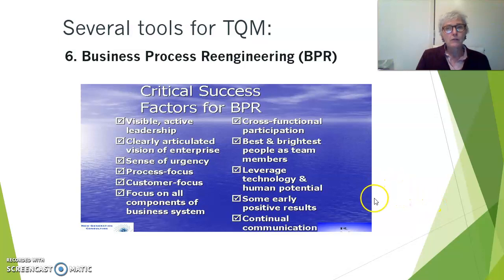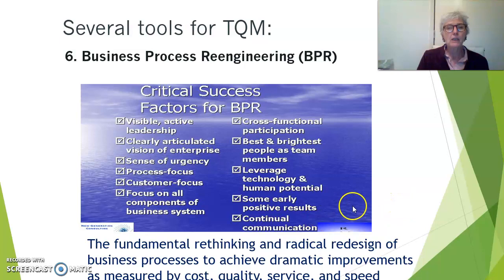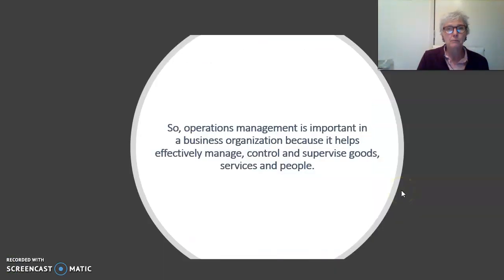The sixth tool for quality management is business process re-engineering. It's deciding upon the critical success factors of the company towards a better product result. What is critical, what's not. So fundamental is rethinking and radical design of the business process and making radical improvements by lowering costs, higher quality, better service, and improving speed.